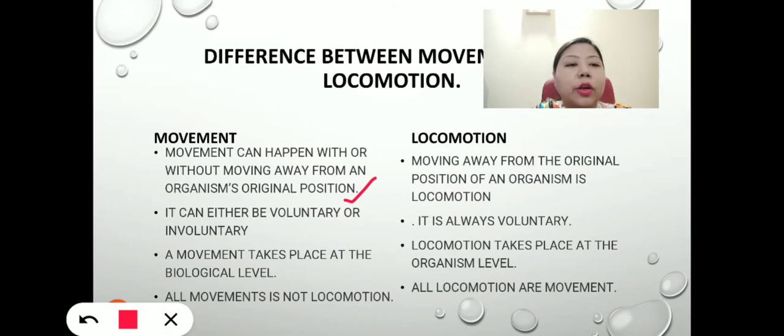On the other hand, locomotion is moving away from the original position of an organism. When an organism moves from one place to another, that means the movement of the legs, when you are walking, is leading to the change in the position of your body from one location to another. That movement is called locomotion.